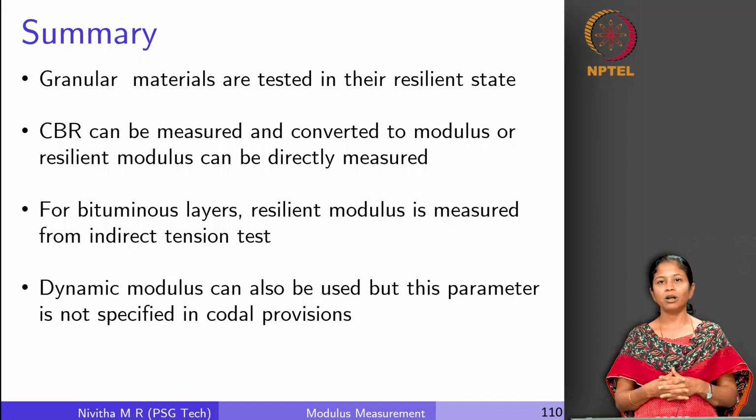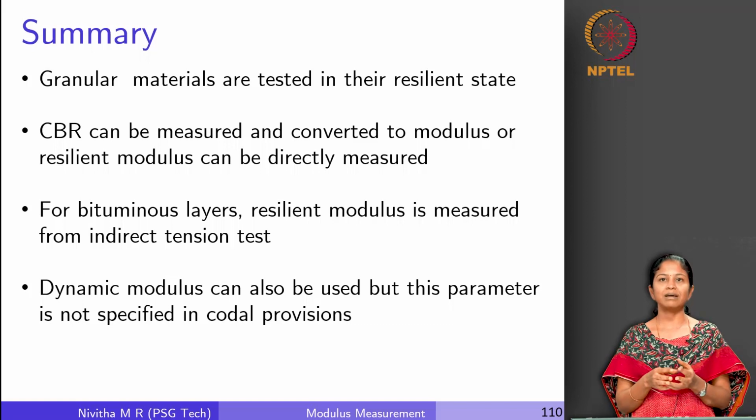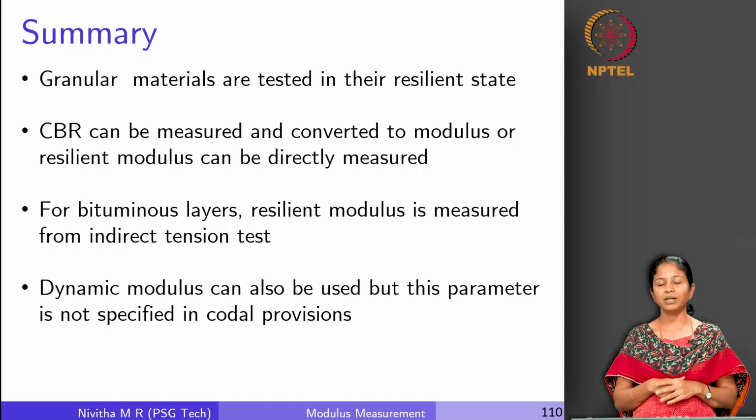This resilient modulus procedure can be used for two different types of sample. One is a type 1 sample, which is a non-cohesive coarse grained material, and the second is for a cohesive material. Again, for each of these materials, we have a different procedure when it is for a subgrade and a different procedure when it is for base and subbase materials.